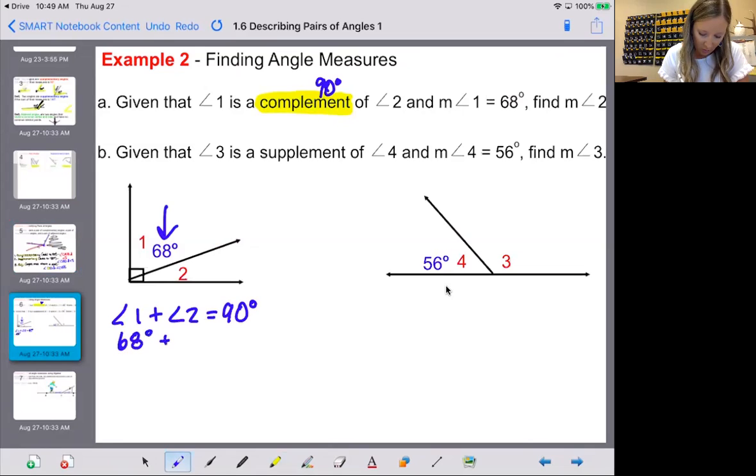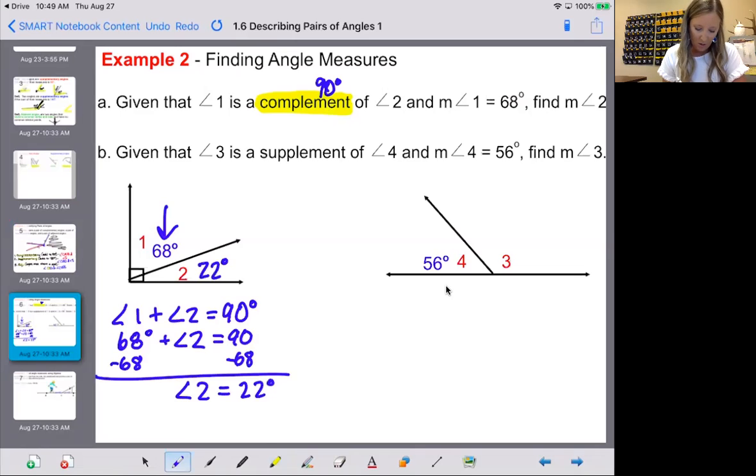And angle 2, I do not know. That's the one I need to find. And so of course we're going to subtract that 68 to the other side, and you get angle 2 equals 22 degrees.